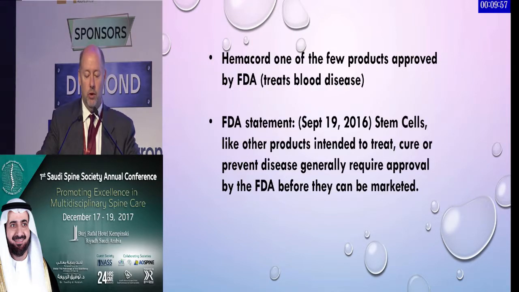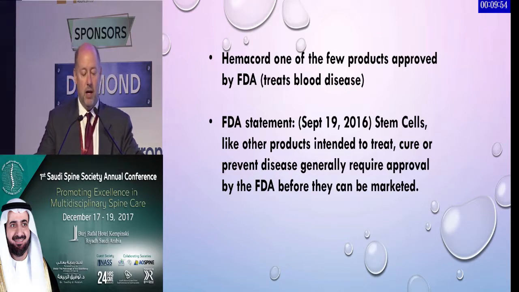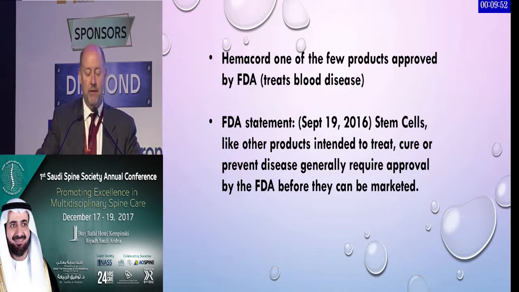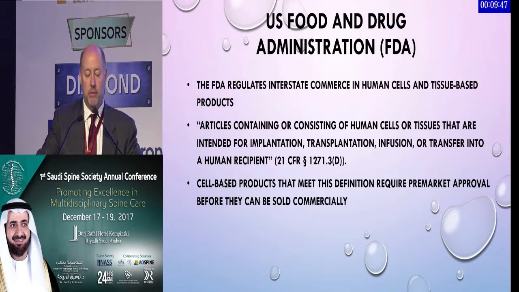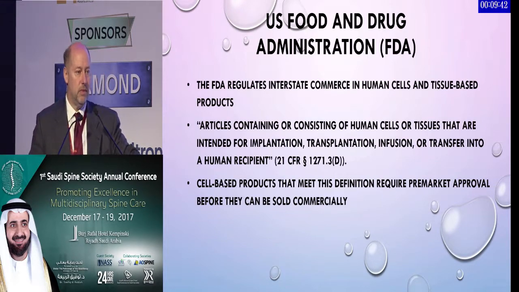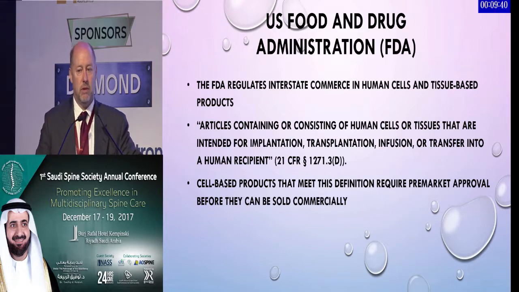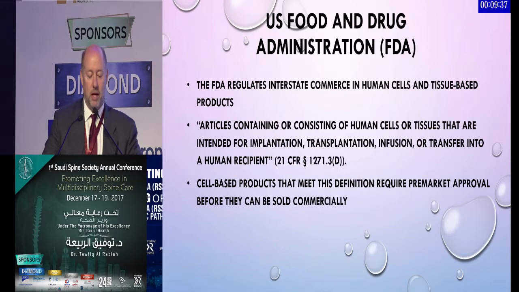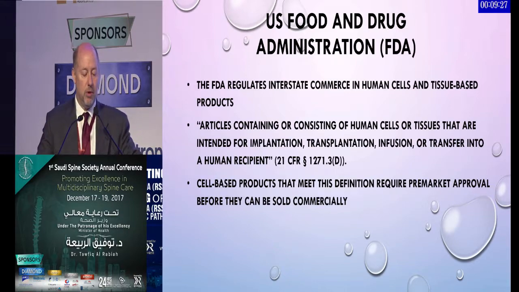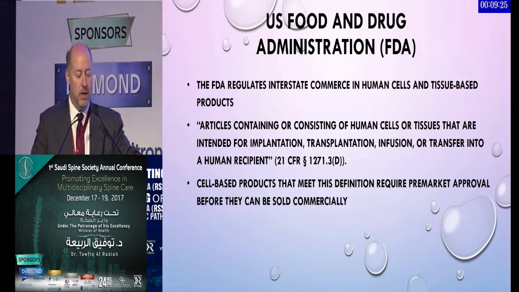So Hemocort is one of the few blood products approved by the FDA to treat blood disease. The FDA would like to regulate stem cells, but it's difficult for them to do so. The FDA really regulates interstate commerce in the United States. They work on labeling for interstate commerce. The problem that they have is that if it's autologous use of a stem cell, it comes from an individual and goes back into that individual, and it's not changed in the process, they cannot regulate it. So they would like to regulate it, but they cannot.